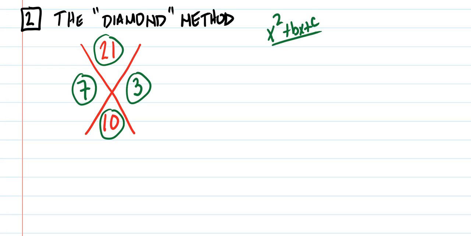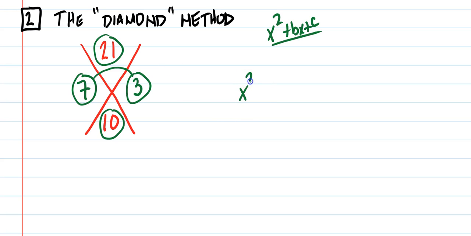Okay, hopefully you notice that when you add 7 and 3 together, you get the bottom number, which is 10. And when you multiply 7 and 3 together, you get the top number, which is 21. So I'll say that again. When you add 7 and 3, you get the bottom number. When you multiply 7 and 3, you get the top number. This is exactly how we're going to use factoring.